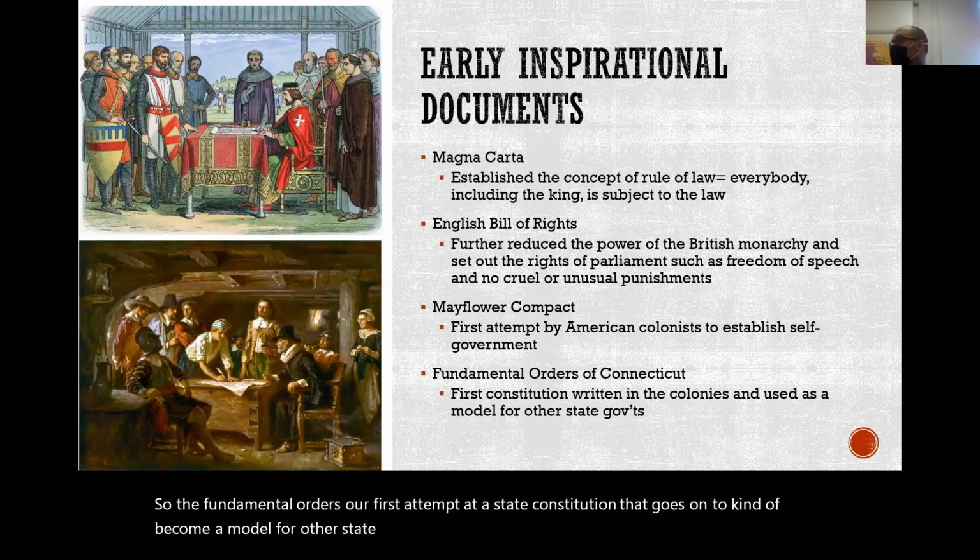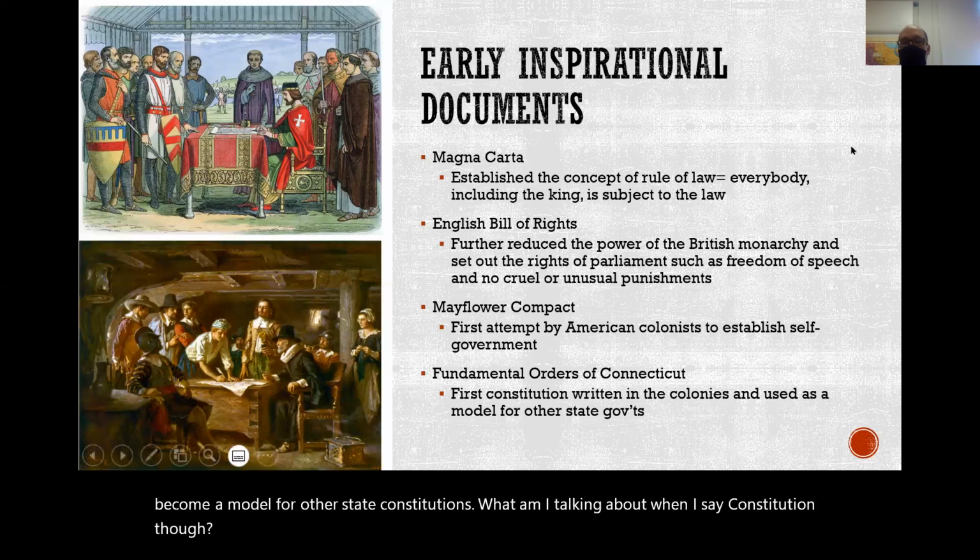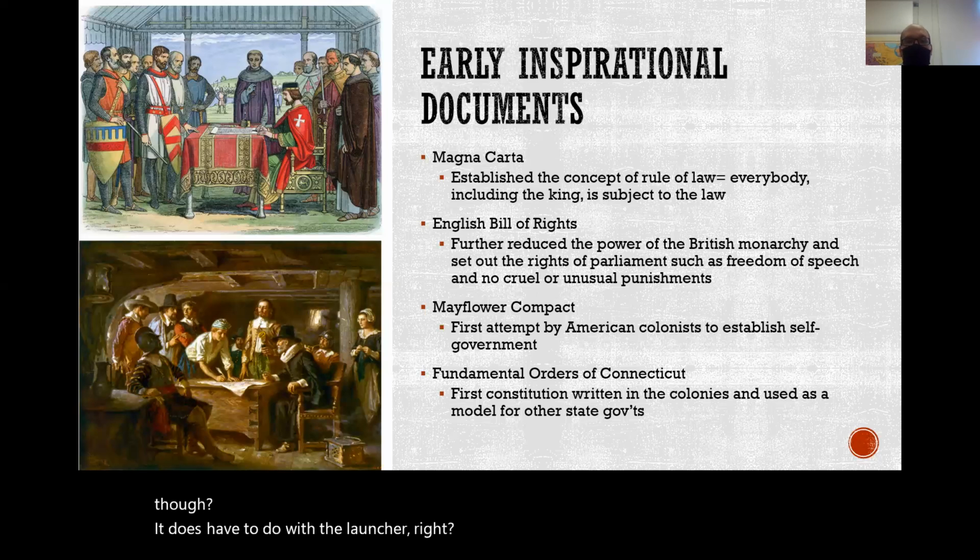What am I talking about when I say constitution, though? It does have to do with the laws, you're right. Lillian, May 7th. Constitution. Zeke was on the right path.